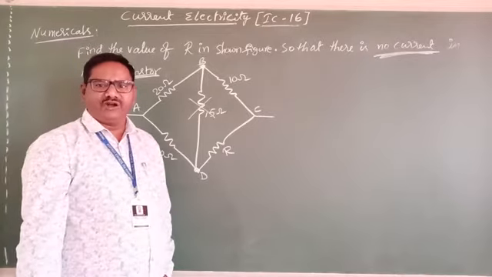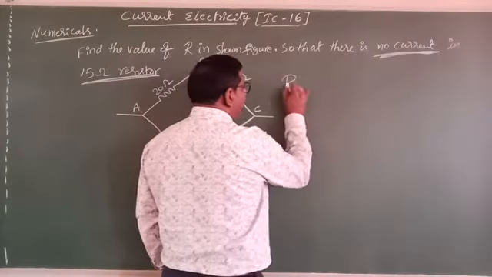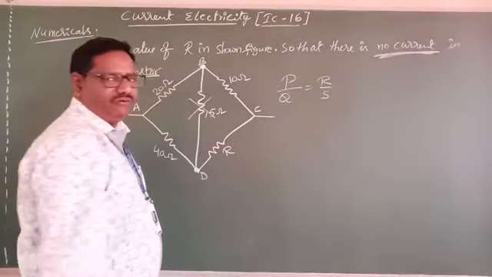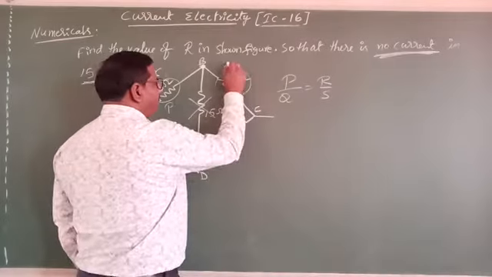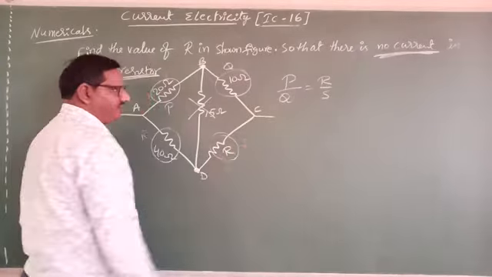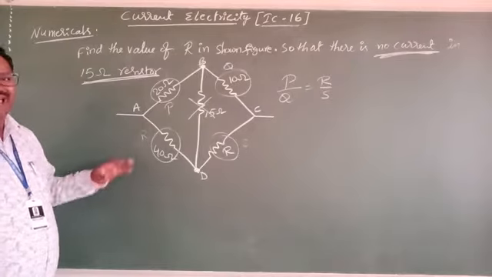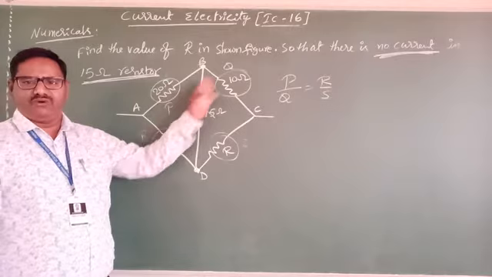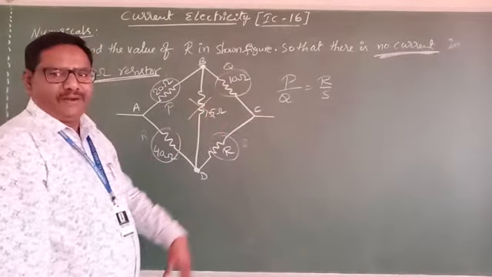If a bridge is said to be balanced, what can you write as the principle? Very simple. What is that? P by Q equals R by S. What is P? What is Q here? This is called P. This is called Q. This is called R. And this is called S. Already we know that. Say yes or no? Now, what we explained about the Wheatstone bridge, there we can measure like this: P, Q, R, S. Say yes or no? Now, substitute in that principle.